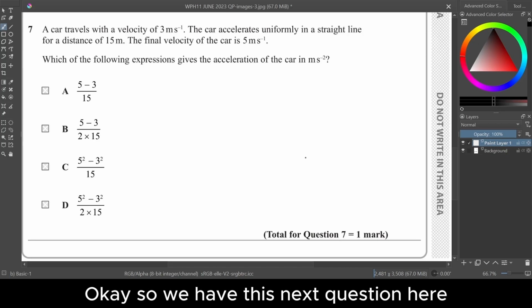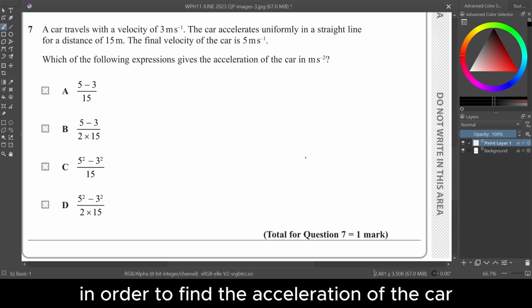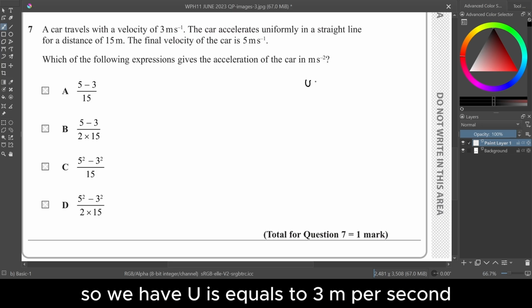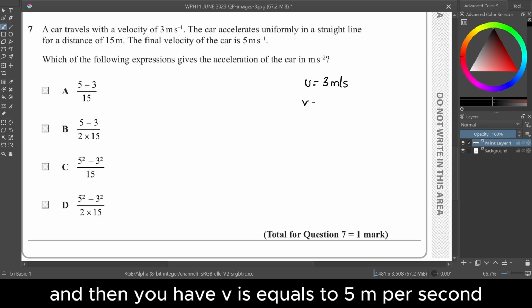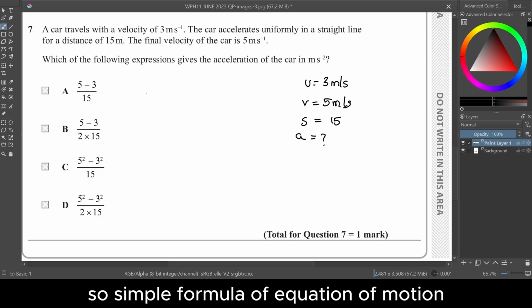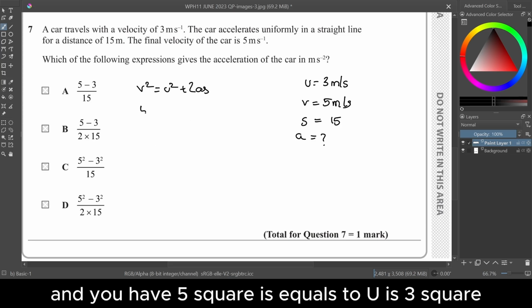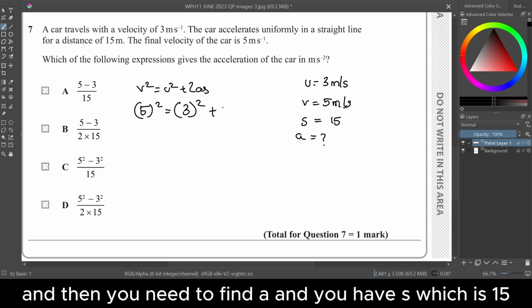Okay, so we have this next question here. Let's check what values we have in order to find the acceleration of the car. So we have u is equal to 3 meters per second, and v is equal to 5 meters per second. You have s, which is 15, and you need to find a, right? So the simple equation of motion is v square is equal to u square plus 2as, right? And you have 5 square is equal to u, which is 3 square, and then you need to find a, and you have s, which is 15, right?